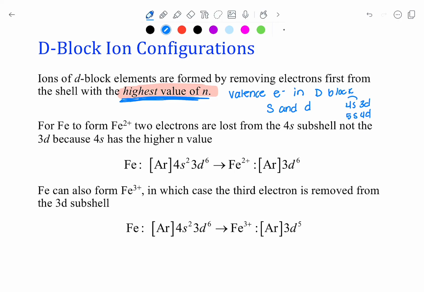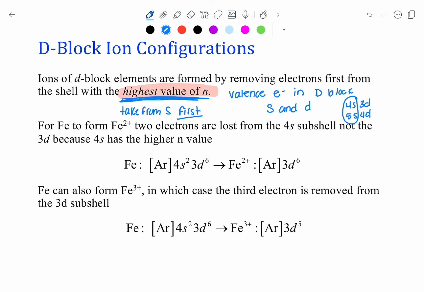So that would be the 4s, the 5s, the 6s. It's always going to come from the s first because those s orbitals have the higher n value. So take from s first, because those have the highest n value.